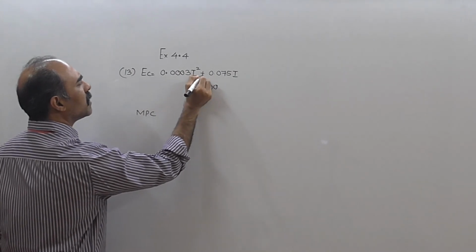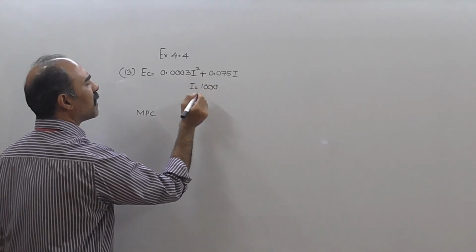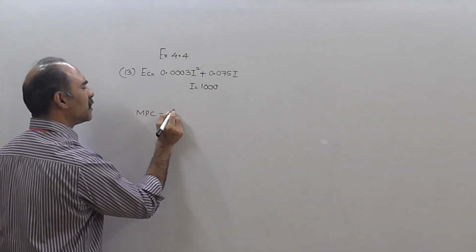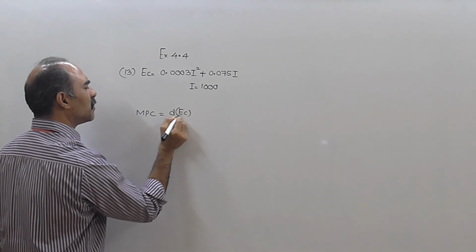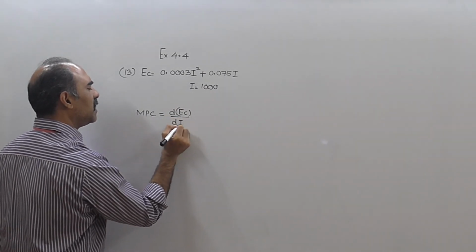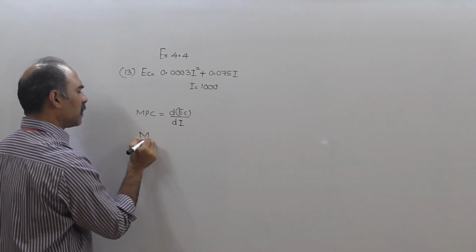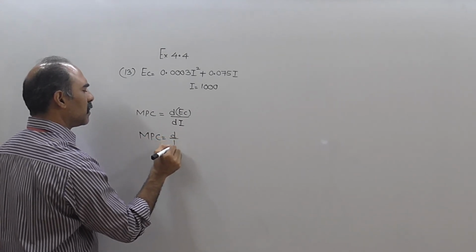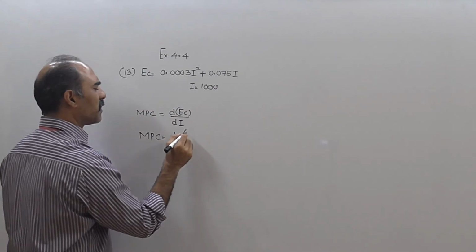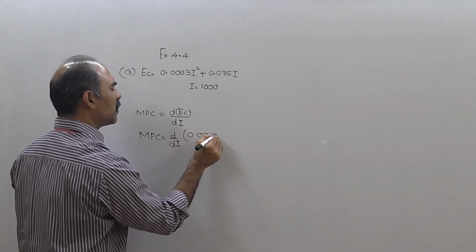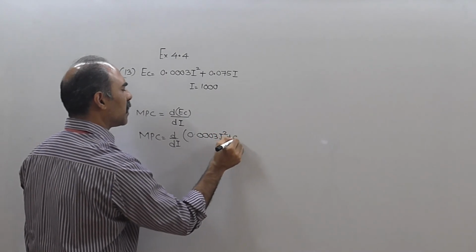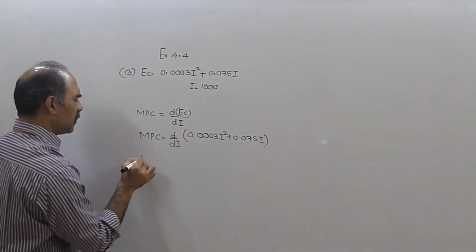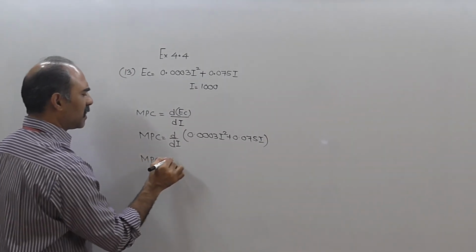The expenditure is given as 0.0003 I square plus 0.075 I, when I equals 1000. You have to first find the marginal propensity to consume. Marginal propensity to consume is dEC upon dI. So MPC equals d by dI of 0.0003 I square plus 0.075 I.